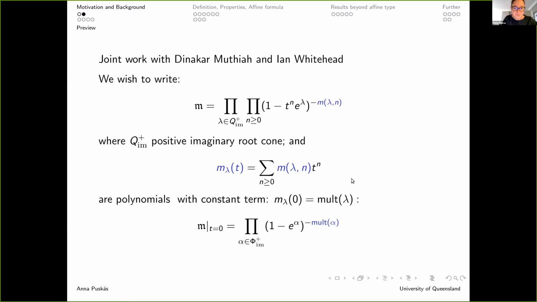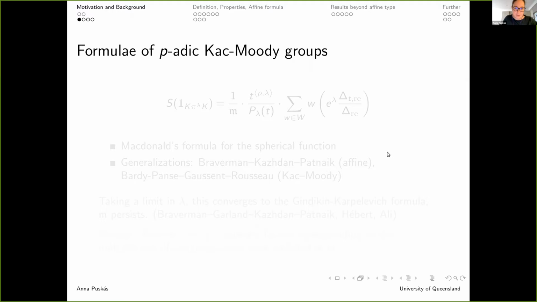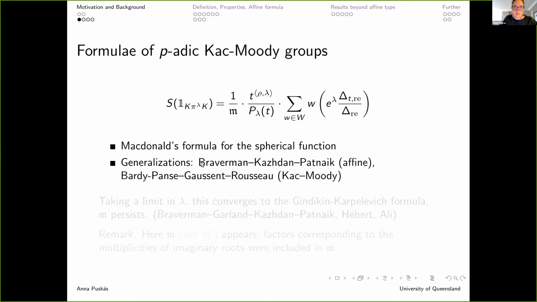Okay. So this is the plan. I wanted to say a few words about how M appears in the formulae of p-adic Kac-Moody groups. For example, it appears in Macdonald's computation of the spherical function. So here S is the Satake map. If we take the image of this element of the spherical Hecke algebra under the Satake map, we can express that as a polynomial of lambda. And in the Kac-Moody context, or well, in the affine context, even this correction factor M appears.